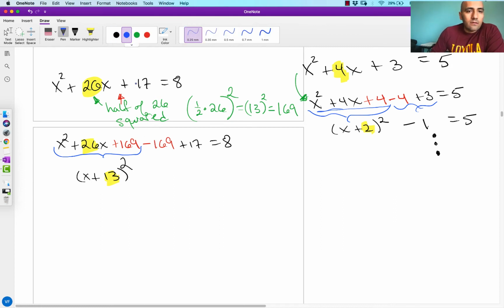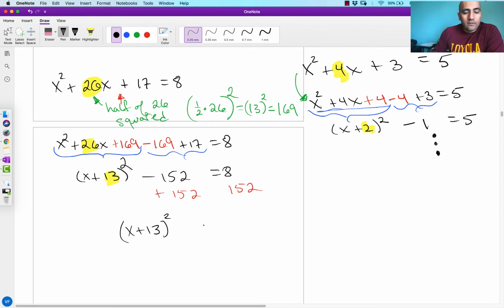And then we just deal with whatever is left over. I have minus 169 plus 17, so that'll be minus 152. Minus 152 equals 8. And then just like before, let's go ahead and finish this one out. It'll be plus 152 on both sides. Right? Add 152 to both sides. So I'll end up with x plus 13 squared is equal to 160.